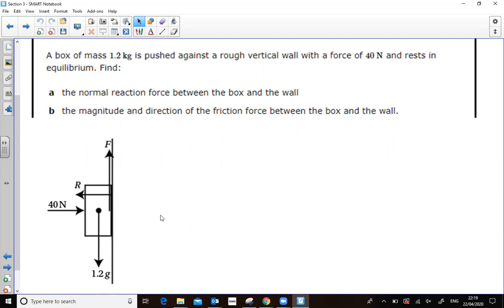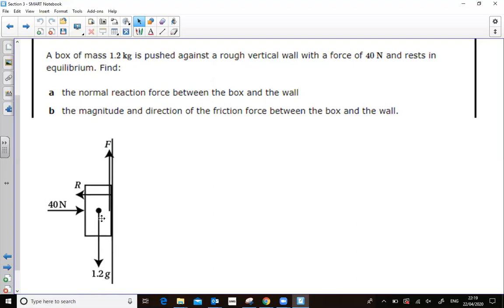So here is the diagram. A box is being pushed against a wall, and the force of 40 Newton is being applied to the box, and because it's pushed onto the wall, the direction is to the right hand side. Now, because the box is in contact with the surface, which is the wall, the normal reaction goes perpendicular to the wall this time, hence the normal reaction will be towards the left hand side.